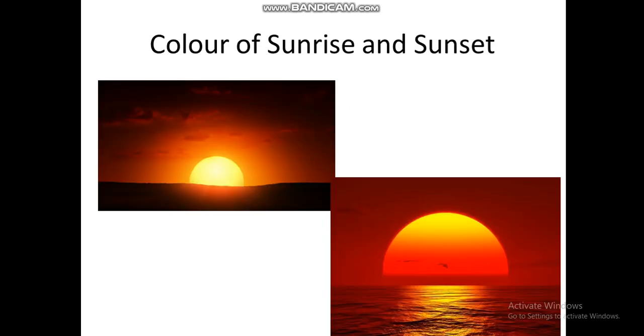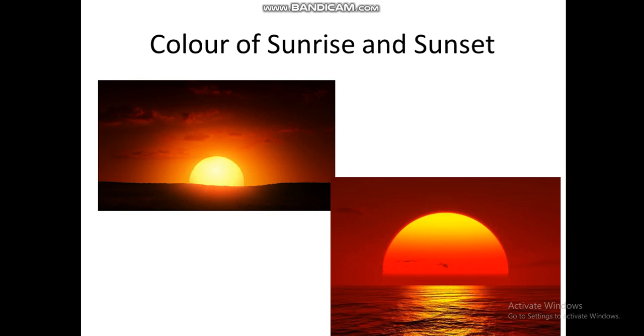Here you can see the color of the sunrise and sunset. During sunrise and sunset, the sky as well as the sun appears reddish to us. Why does it happen? Because the light has to travel a long distance compared to the afternoon. In the afternoon, the distance between the person standing on the surface of the earth and the sun is less compared to the sun at the horizon. When the sun is at the horizon, the distance is more and the light has to travel a far distance.